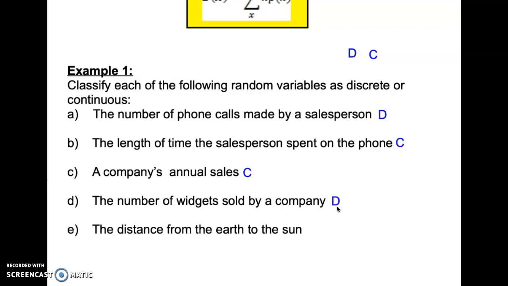So that would be a discrete variable. And the distance from the Earth to the Sun. This will end up being continuous because as we move through the rotation of the Earth around the Sun, the distance between the Earth and the Sun is constantly changing. And we don't all of a sudden jump a kilometer, right? We pass through all the centimeters and millimeters in between. So that is the difference between discrete and continuous variables.